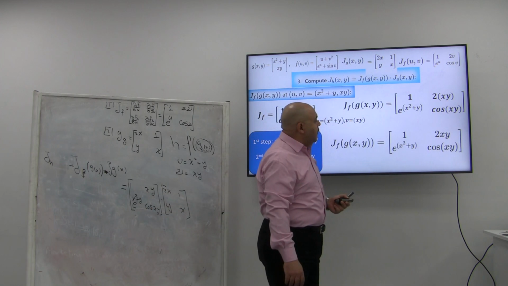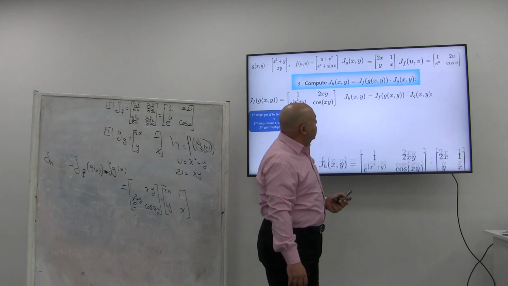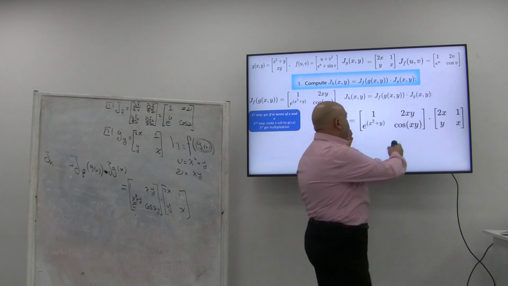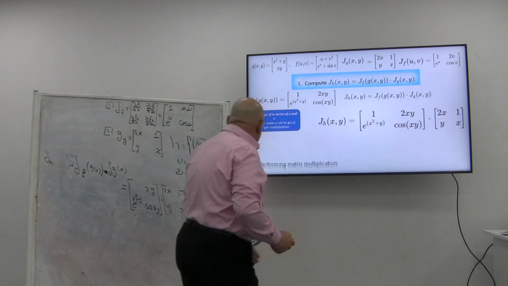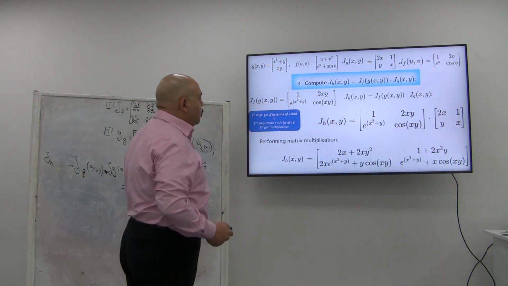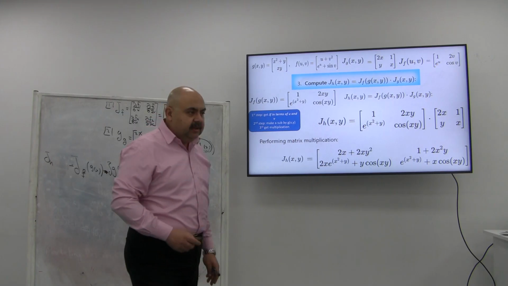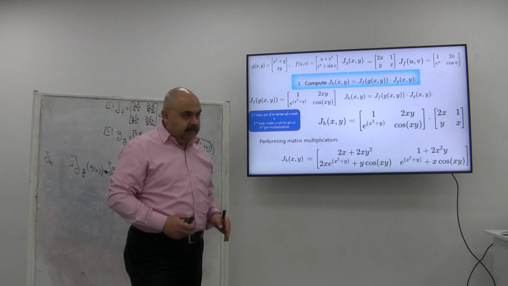Then I will multiply them both together. Here are the two, multiplying this matrix times that matrix. It's really very simple, a piece of cake. And now this is your final answer for the Jacobian connecting them.